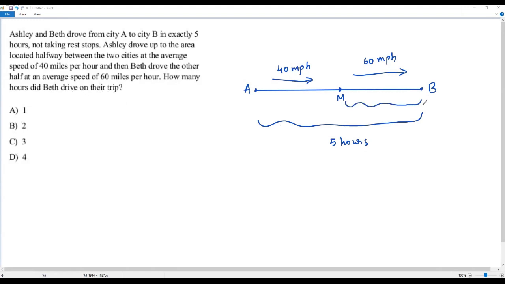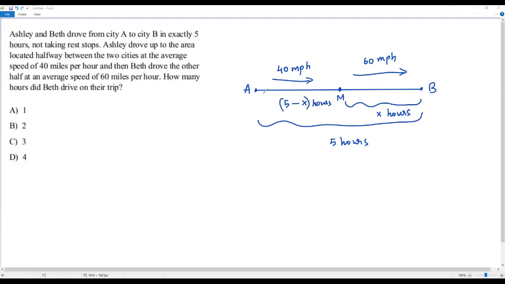So this is the half driven by Beth, and let's assume that Beth takes X hours to drive this half, that is the distance from M to B. Then what is the time taken by Ashley to drive the first half, that is from A to M? So that is clearly 5 minus X, because the total time taken by both Ashley and Beth is 5 hours. If Beth takes X hours, then the time taken by Ashley has to be 5 minus X hours. Okay, let me write the stuff over here.